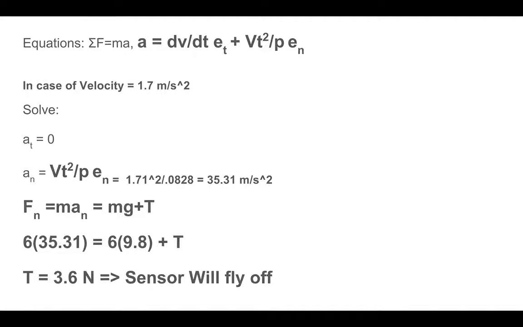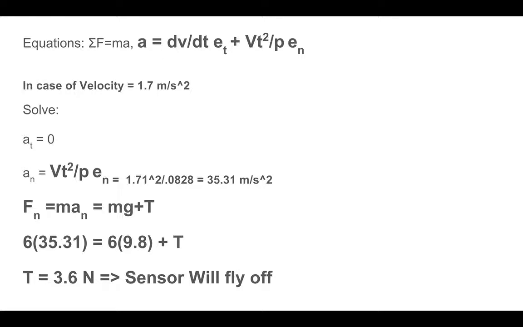So, our next step is figuring out what equations we want to use. Our acceleration equation in the normal-tangential directions is a equals dv over dt in the e sub t direction plus v_t squared over rho in the e sub n direction. In this case, our acceleration in the tangential direction is 0, and our acceleration in the normal direction ends up being 35.31 meters per second squared.